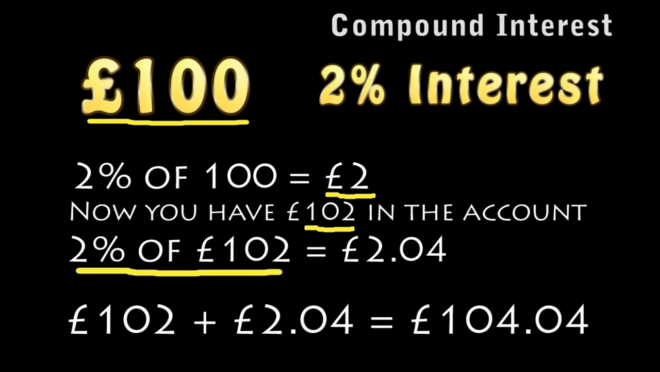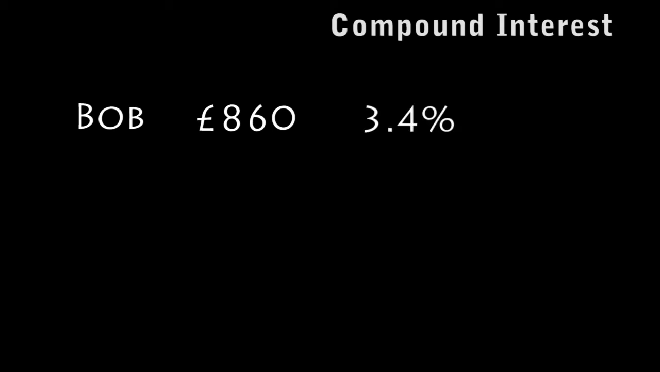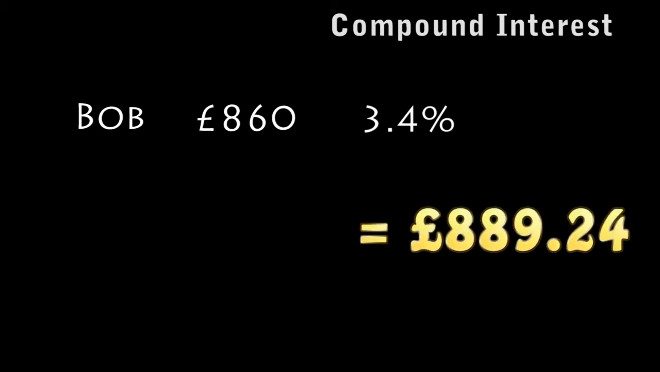Let's look at compound interest then. So let's look at an example. Remember Bob. Bob originally put £860 into a bank account that had 3.4% interest. We worked out that after 1 year, Bob would have £889 and 24 pence in his account.